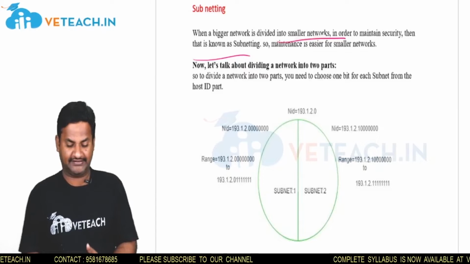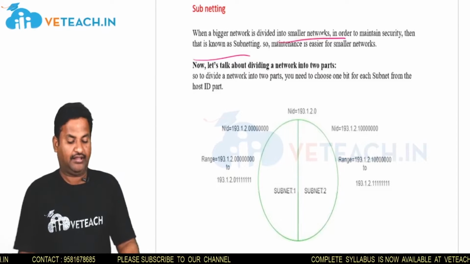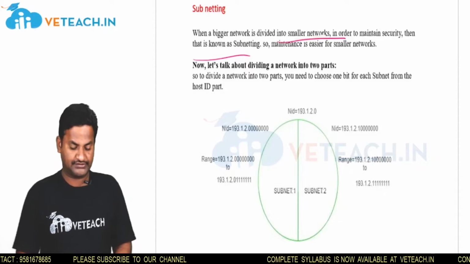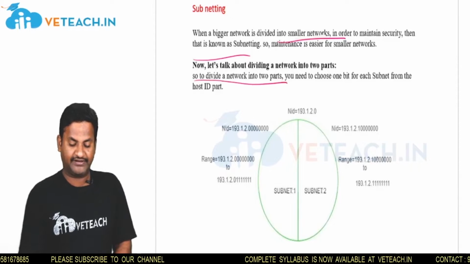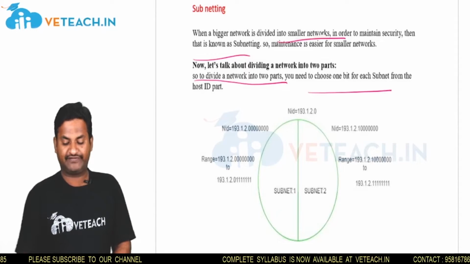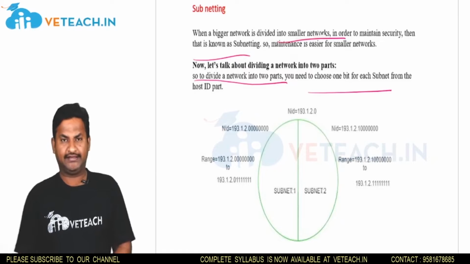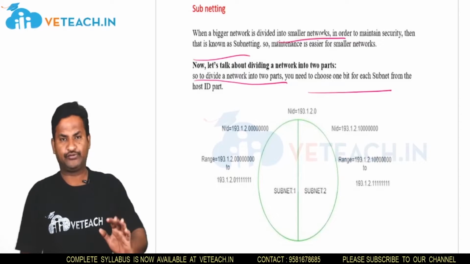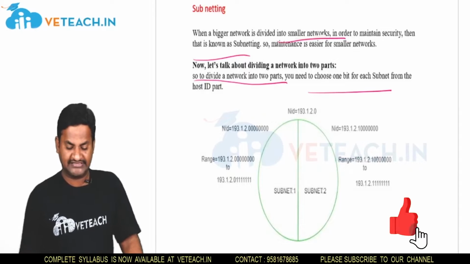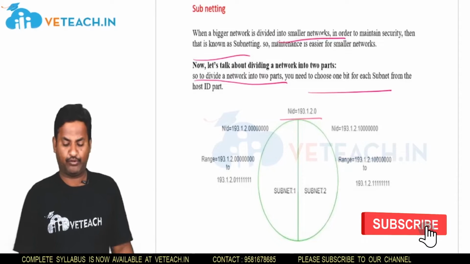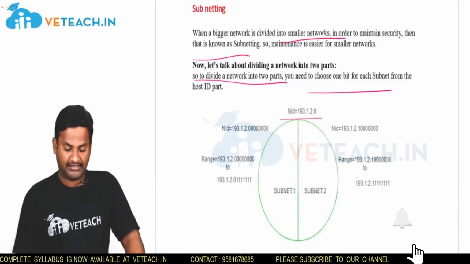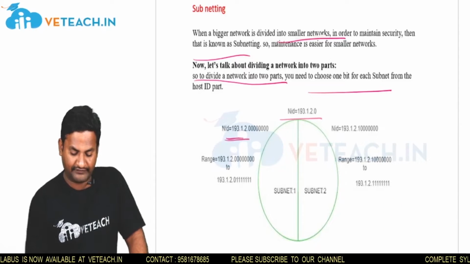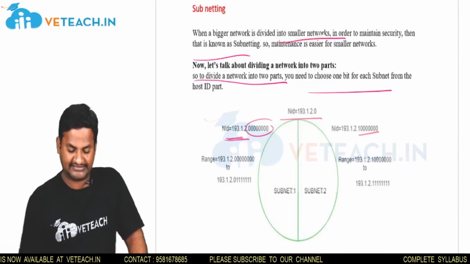So how can we divide? Let us talk about dividing the network into two parts with respect to the domain. First, to divide a network into two parts, you need to choose one bit for each subnet from the host ID. The host ID is part of the internet protocol address representation. This is the NID, 193.1.2.0. So the NID 193.1.2 can be divided in terms of the representation.